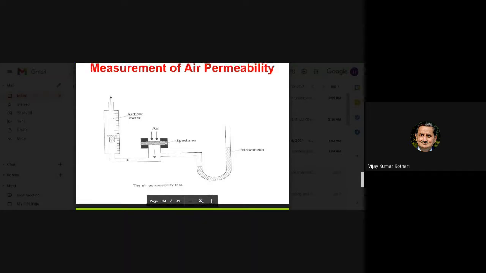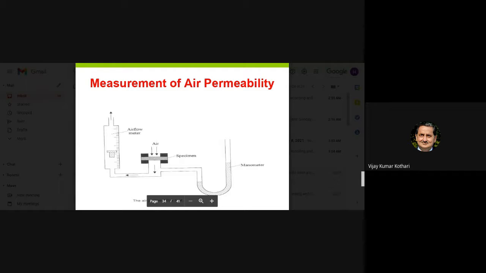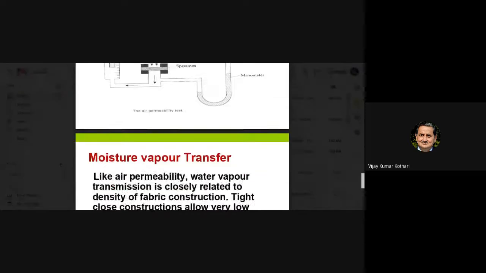A simple way of sucking the air through the fabric could be used. The rate at which the air is being sucked and the pressure drop it needs to create in order to suck the air could be used to measure how easy it is for air to flow through a fabric.